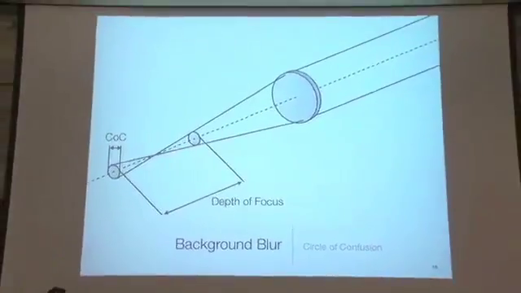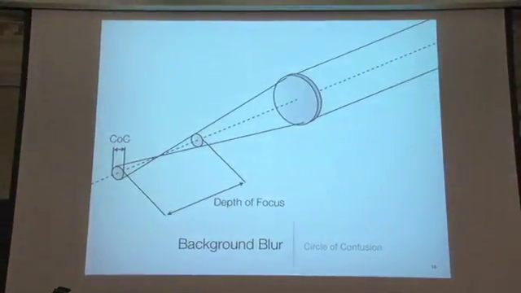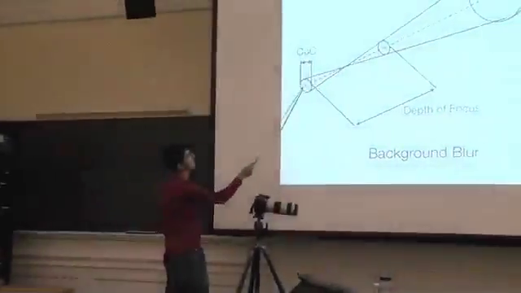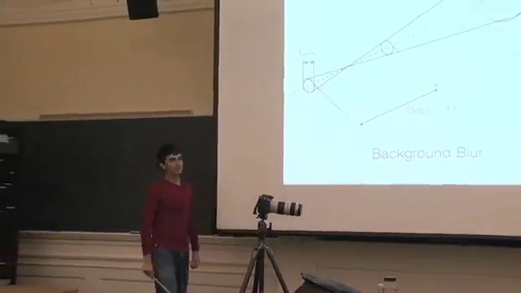Now, we're talking about very, very small amounts for the circle of confusion. For a typical digital SLR nowadays, we're probably talking about a circle of confusion diameter that's about 0.01 or 0.02 millimeters. So very, very, very small. Any light that focuses larger than that is going to be blurry, and we are going to see this background blur.